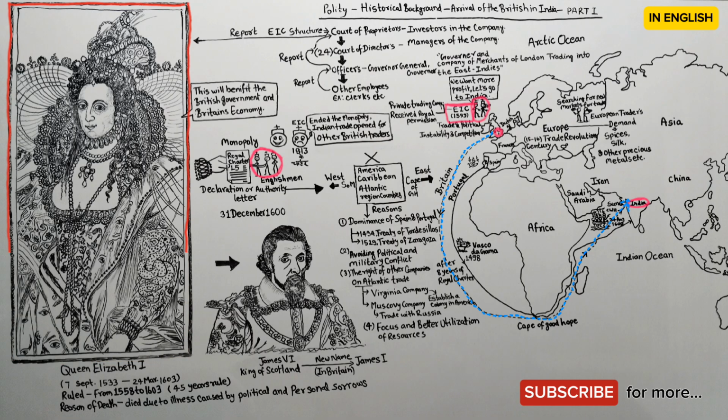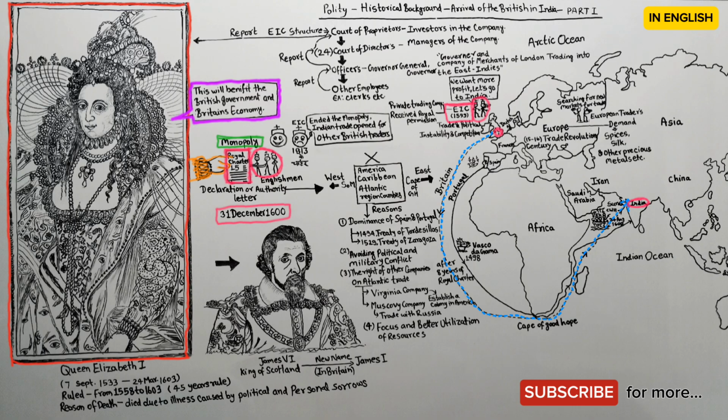Queen Elizabeth I listened to the British carefully, and on 31st December 1600, Queen Elizabeth I of England issued a royal charter and gave the East India Company the monopoly of doing trade in India and the eastern countries. Friends, the British East India Company is believed to have been established on 31st December 1600 because on this day Queen Elizabeth I of England granted it a royal charter.